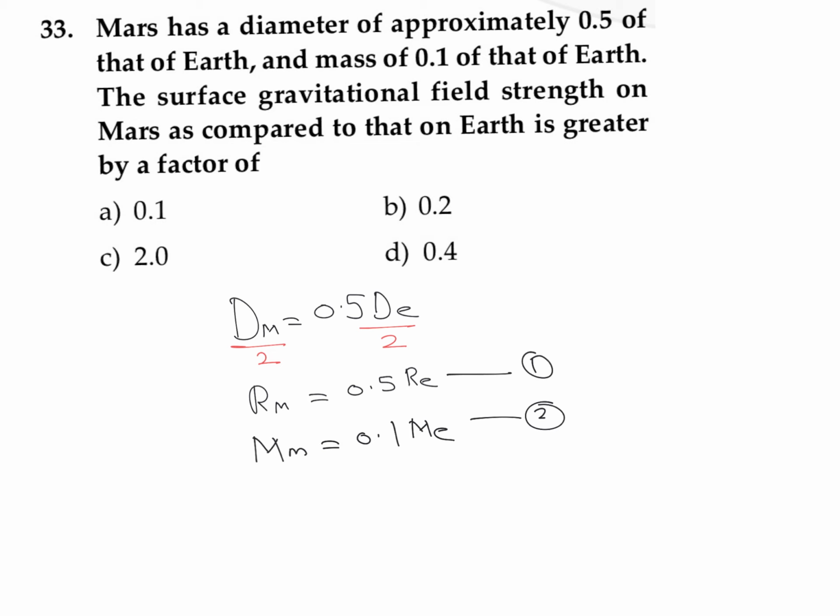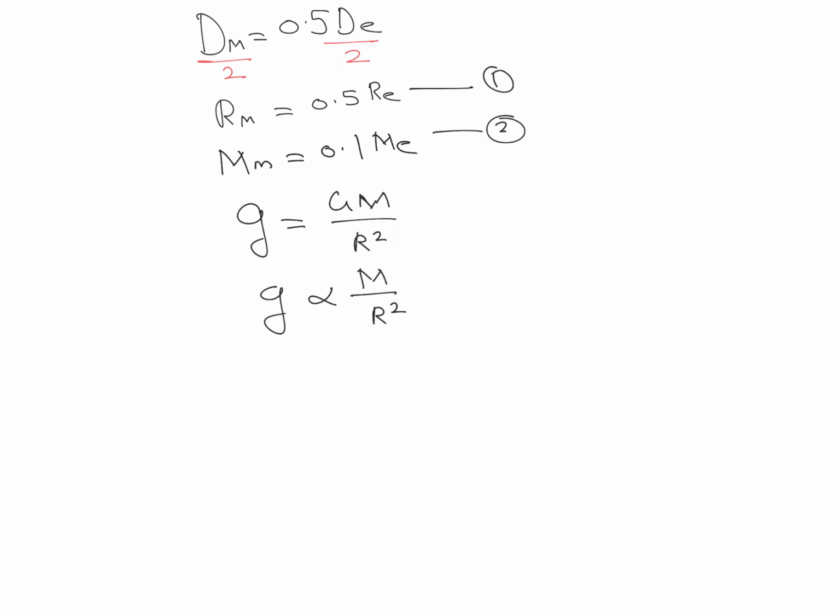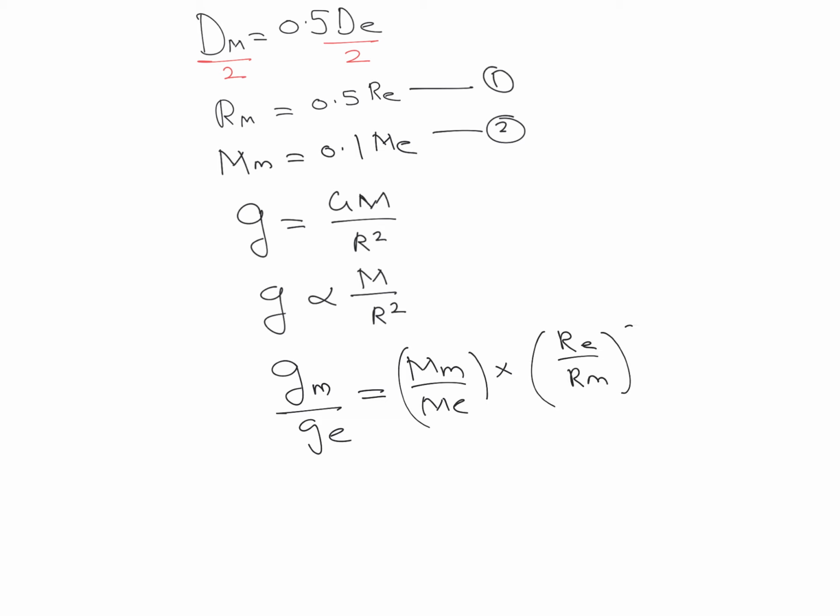The surface gravitational field strength, that means nothing but acceleration due to gravity on the surface of Mars, as compared to that of Earth, is greater by a factor. So we can find the relation between their accelerations due to gravity on the surface. We know that acceleration due to gravity is GM divided by r square, or acceleration due to gravity is directly proportional to M divided by r square. So you can write g on Mars by g on Earth is equal to mass of Mars divided by mass of Earth into radius of Earth divided by radius of Mars, the whole square.